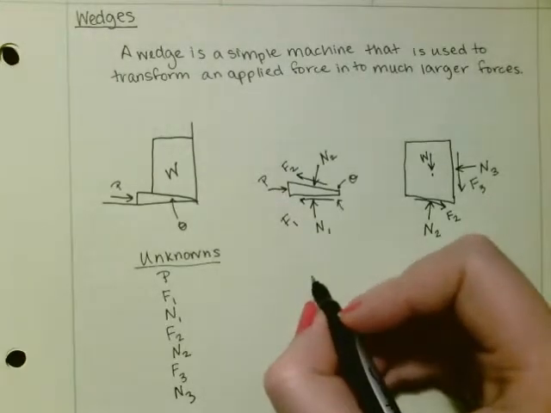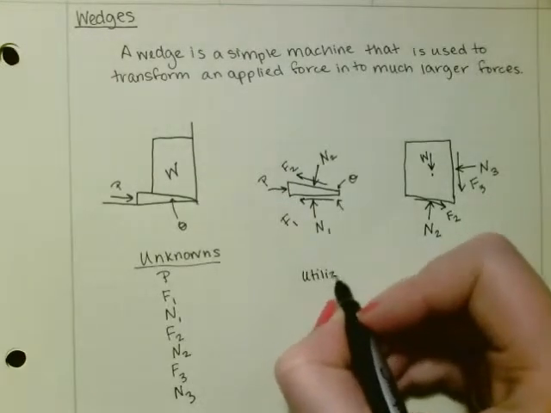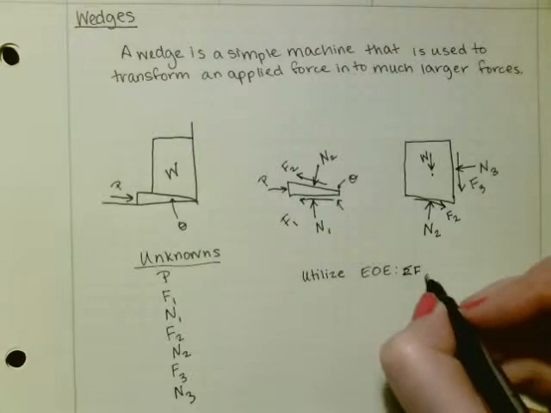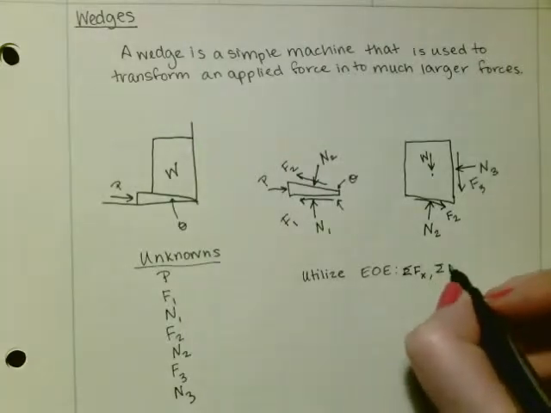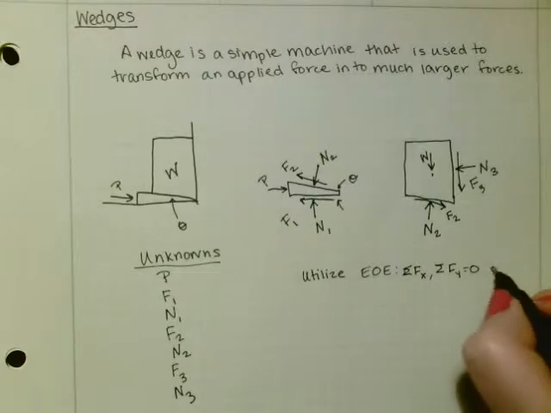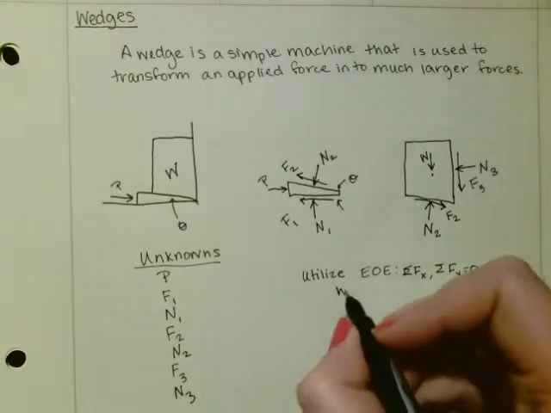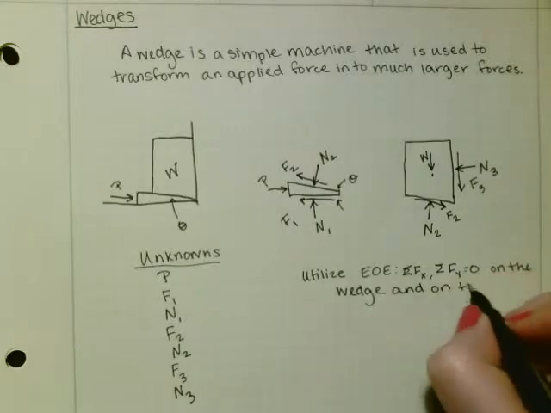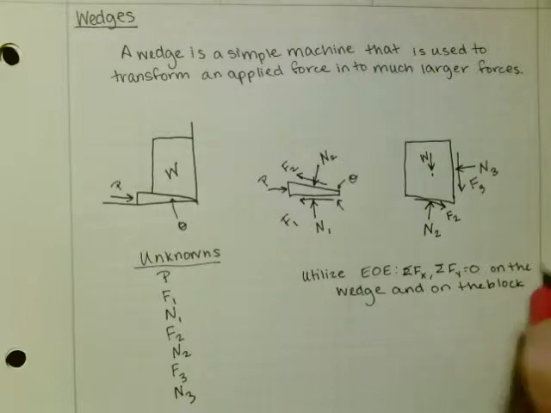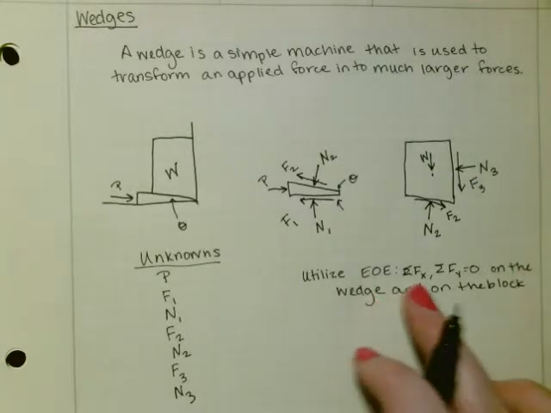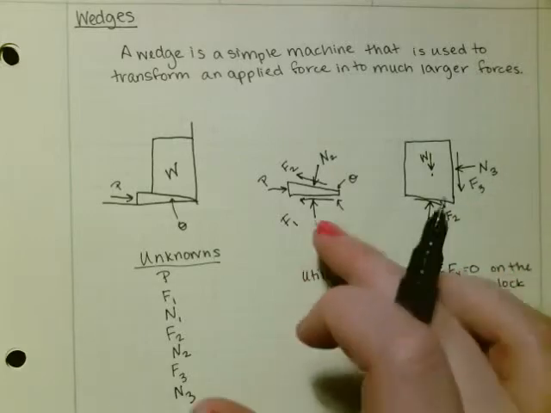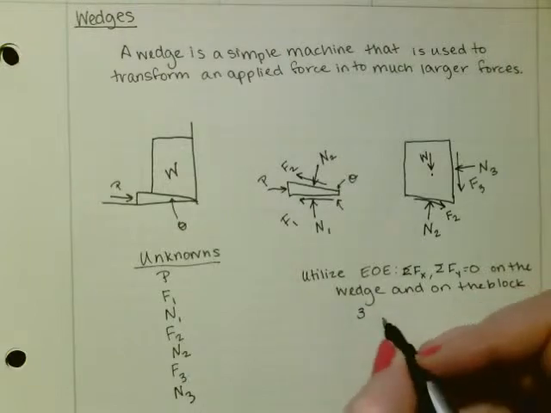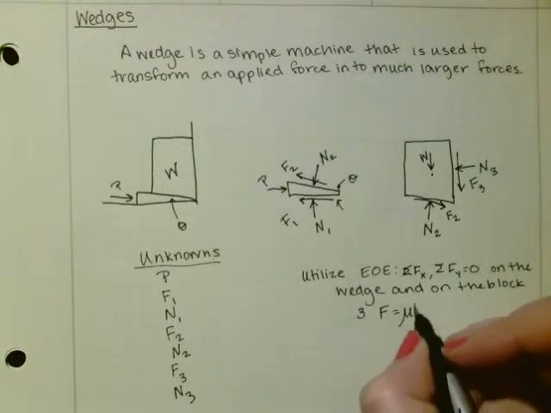So what I can utilize is my equations of equilibrium, aka the sum of the forces in the x direction and the sum of the forces in the y direction is equal to 0. On the wedge and on the block. So that gives me 4 equations right there, 2 on the wedge and 2 on the block. And then I've got 3 frictional forces. And so in this case, I will use F equals mu N for each.